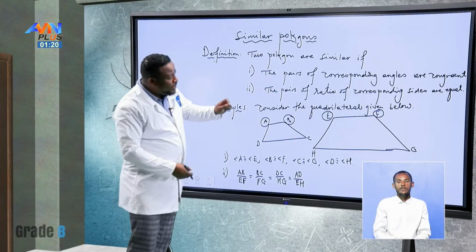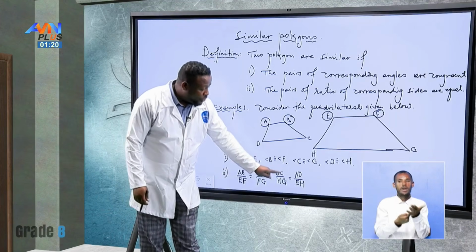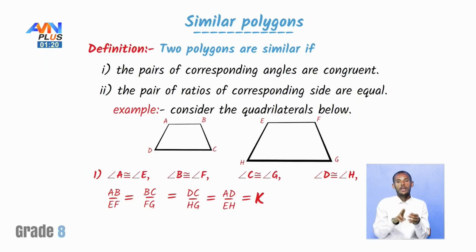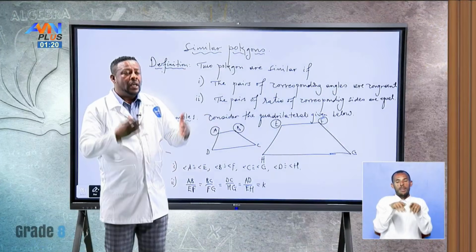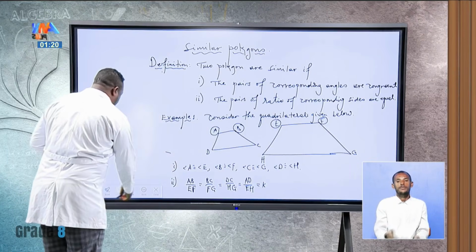The other important thing that you need to know here is the ratio of all these things is usually denoted by K, and this K represents the proportionality constant, okay? So you need to be familiar with this. So let's see an example.